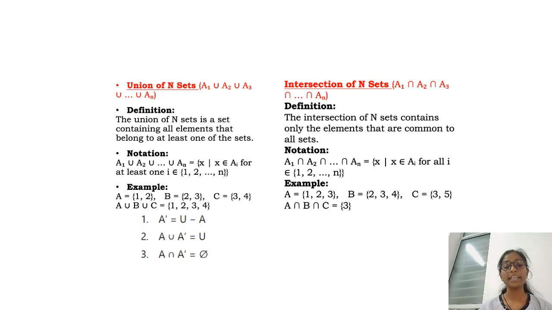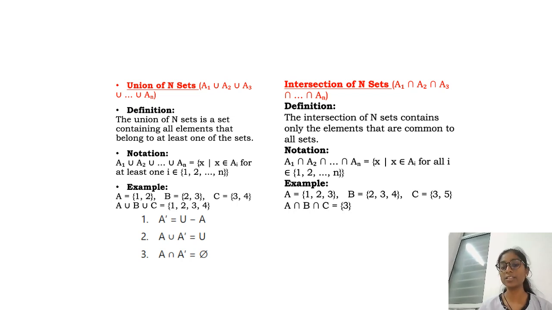Union of n sets, A1 union A2 union and so on up to An. Definition: the union of n sets is a set containing all elements that belong to at least one of these sets. Notation: A1 union A2 union and so on up to An equals {X such that X belongs to Ai for at least one i belongs to 1, 2, 3, and so on up to n}. Example: A consists of 1, 2, and B consists of 2, 3, C consists of 3, 4. A union B union C equals {1, 2, 3, 4}.